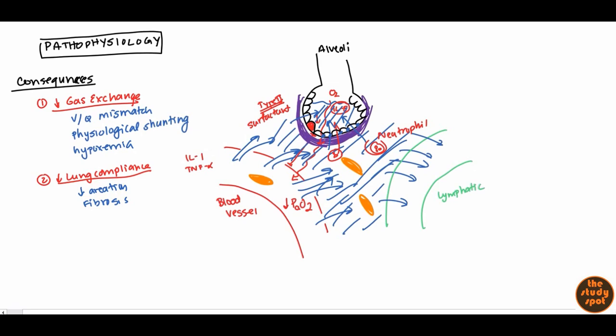So that's just a brief idea about the pathophysiology. Now what we can do is we can go ahead and take a look at the actual etiology and what causes acute respiratory distress syndrome. So the first cause that you have is sepsis.